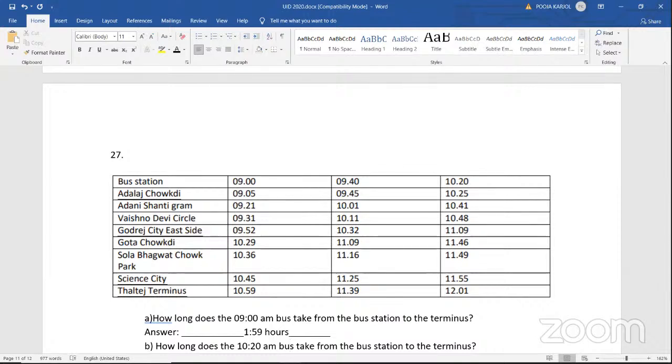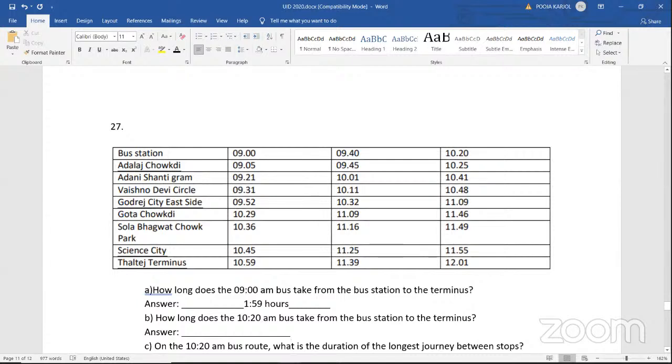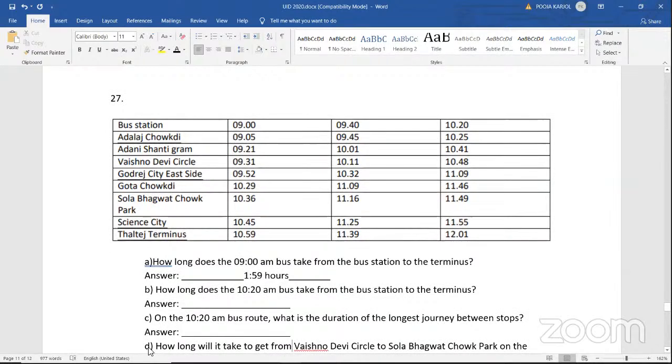You guys have doubt in this? Guys, do you have a doubt in this? If you do, please ask me, okay? Let me answer. How do you do it now? It starts at 9 o'clock. It ends at 10:59. So 9 to 10 is 1 hour, then 59 minutes. 1 hour, 59 minutes is the journey time. So they are mentioned here.